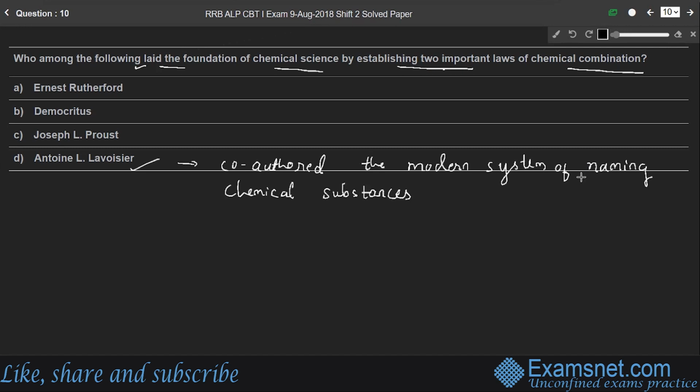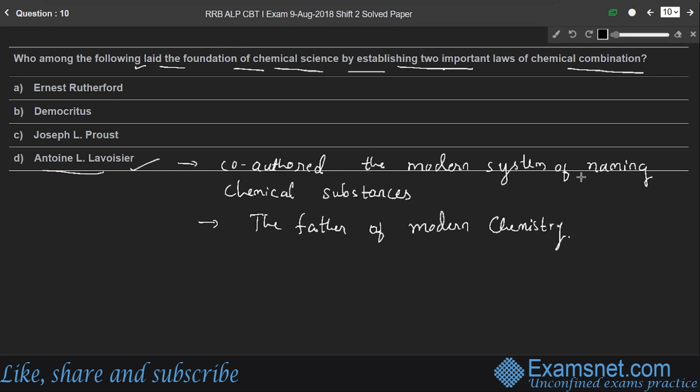He is also known as the father of modern chemistry. Therefore, option D is the right answer. Antony L. Lavoisier is named as the father of modern chemistry. So he laid the foundation of chemical science.